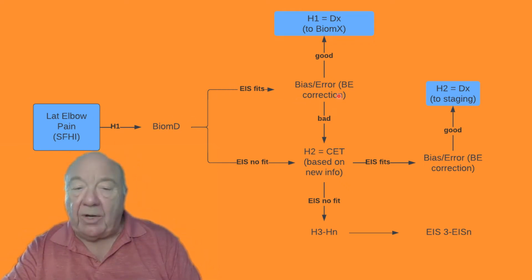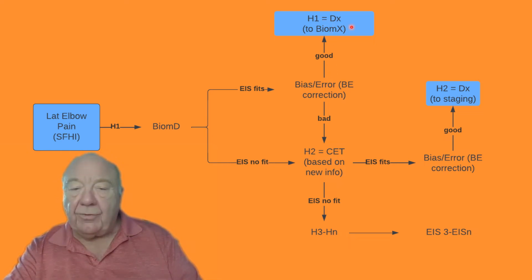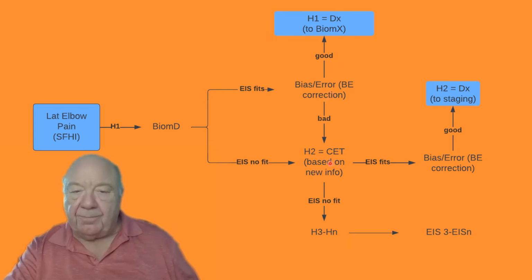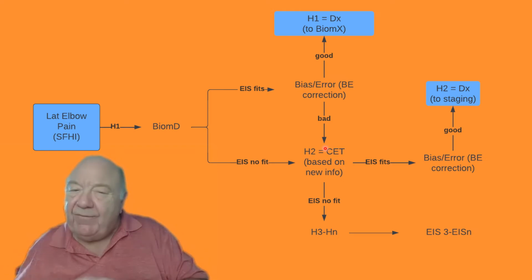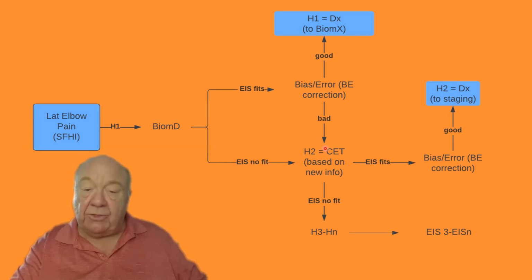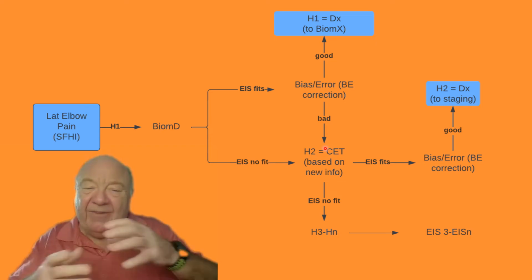We then attack it with bias and error correction. If that is good, then we have the hypothesis equaling the diagnosis as a working diagnosis anyway, and that has to be confirmed by a successful treatment. If the bias error correction is bad, then we need a new hypothesis. Similarly, if the essential illness script did not fit, we need that new hypothesis as well. So we have H2 based on where the pain is and the new information coming in when we were seeing if the essential illness script for the biomechanical dysfunction worked or not. If it doesn't, we have that new information, and we should be able to come up with a better fit.